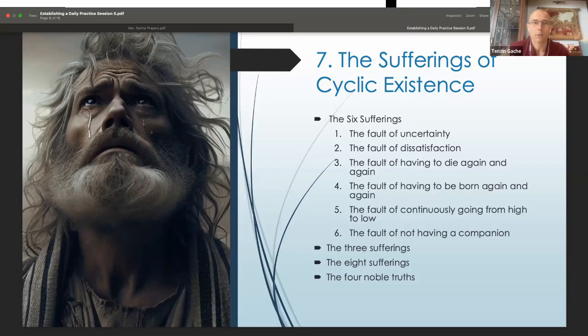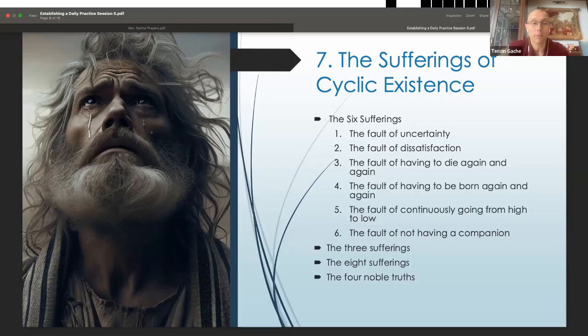Fault of constantly going from high to low. That's just the way things are. We never stay stable in our experience. And then fault of not having a companion. No matter what happens, we don't go from life to life with people. We go alone. We might meet the same people again. It's talked about in the teachings, but even then, it's not going to be forever. We have to experience this.